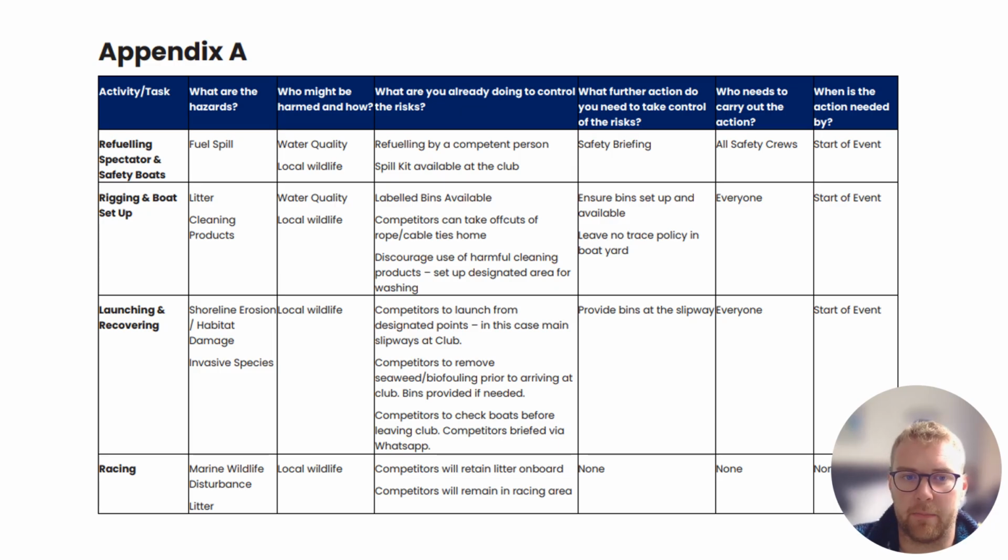So this is just a screen grab of the risk assessment. I've appended it to the end of this event sustainability plan, so I have it there. It's pretty straightforward. It starts off, we outline the activities or tasks that will take place. So you can see there about refueling boats, competitors setting the boat up, launching and recovering boats, and then the actual racing. And then there's a couple of others as well I'll not look at today.